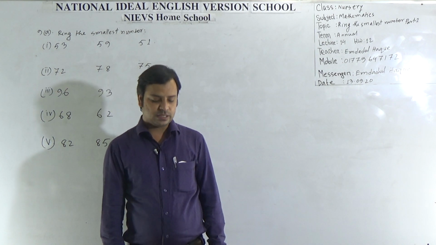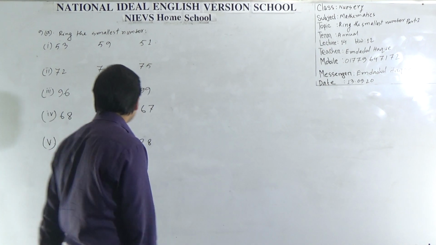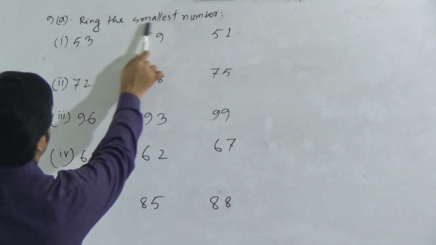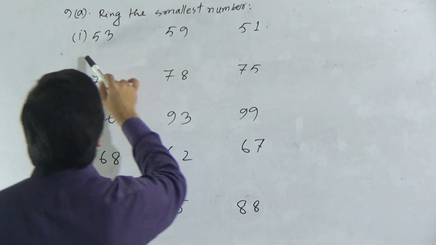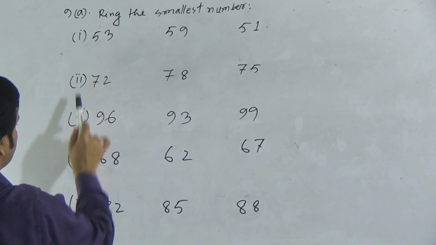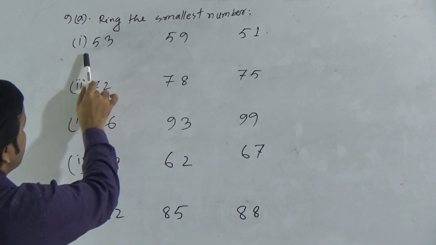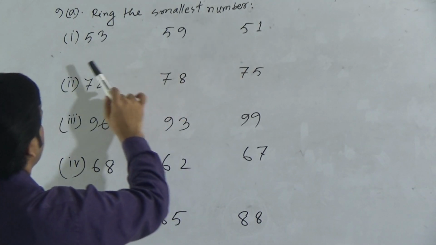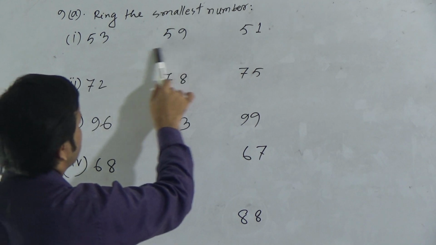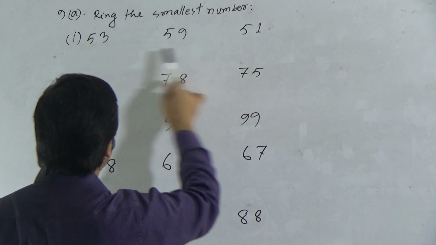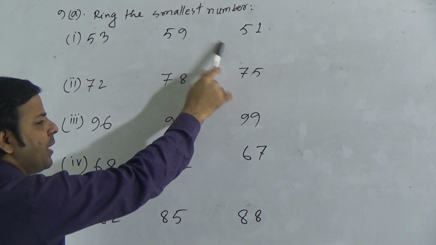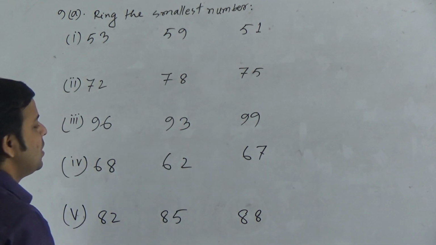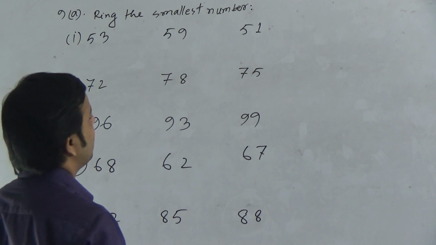Okay, dear students, now see the question. Our today's topic is ring the smallest number. 5 questions are given here, 1, 2, 3, 4, 5. In each question, 3 numbers are given. We have to find the smallest number among these 3 numbers. Which one is the smallest? We have to circle that one.